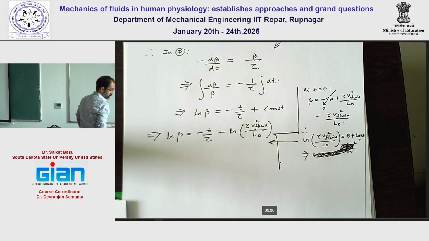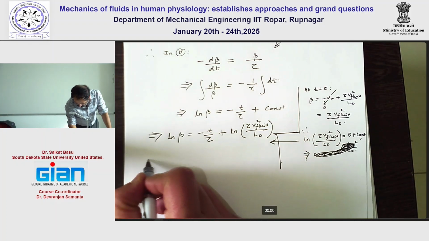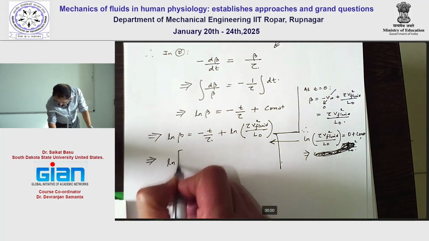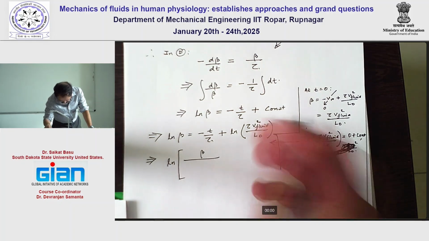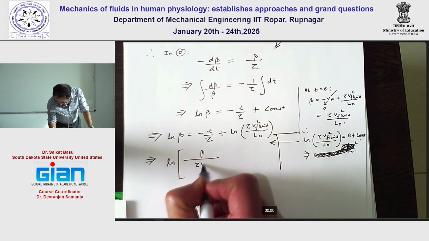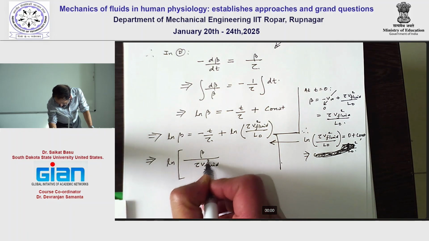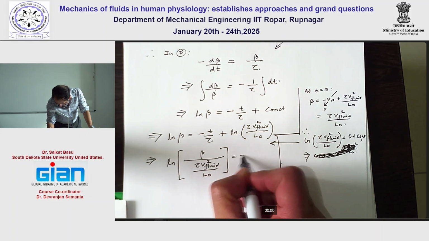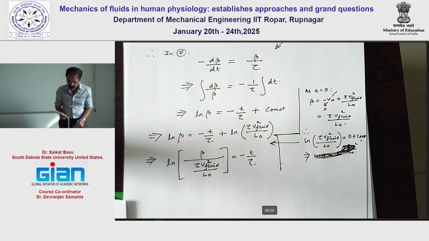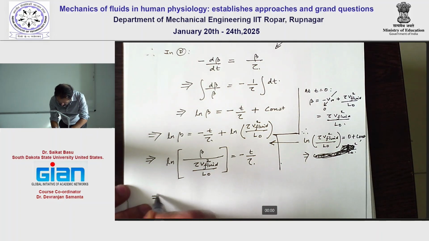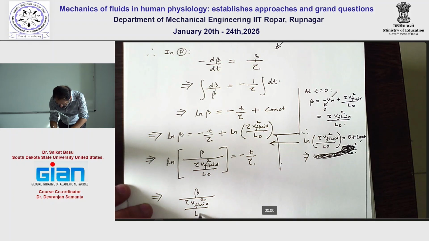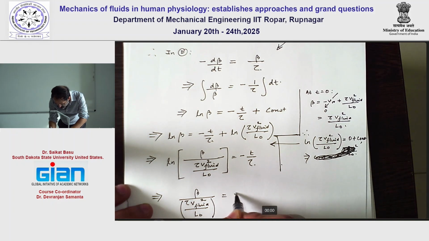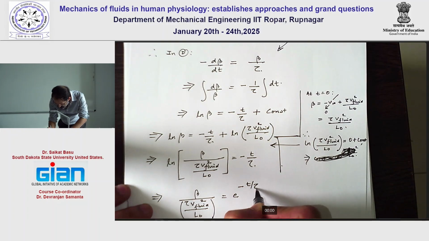Okay, so now let's get the logs on one side. ln of beta divided by this term, tau V fluid square by L naught, is minus t over tau. So beta divided by tau V fluid square by L naught is e to the power of minus t by tau.